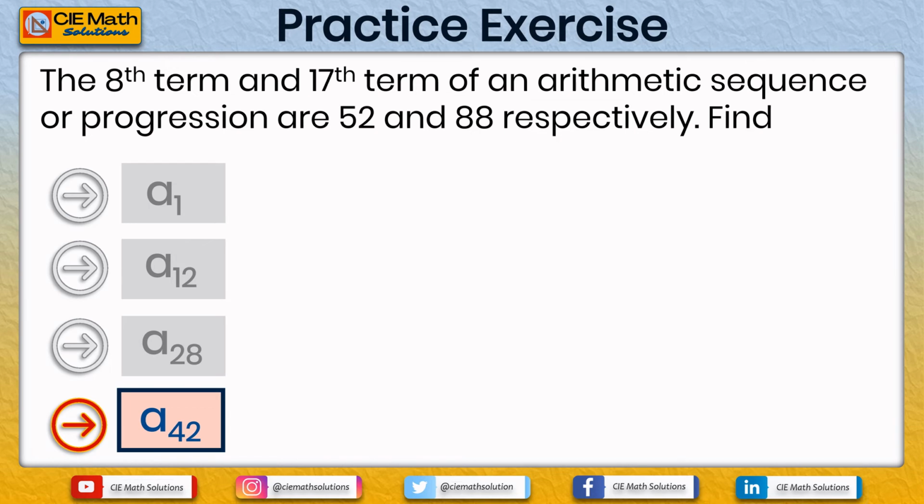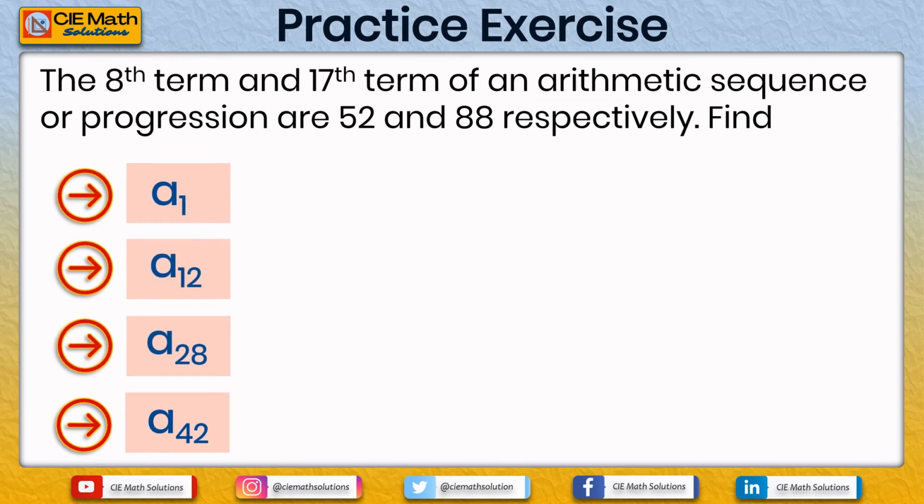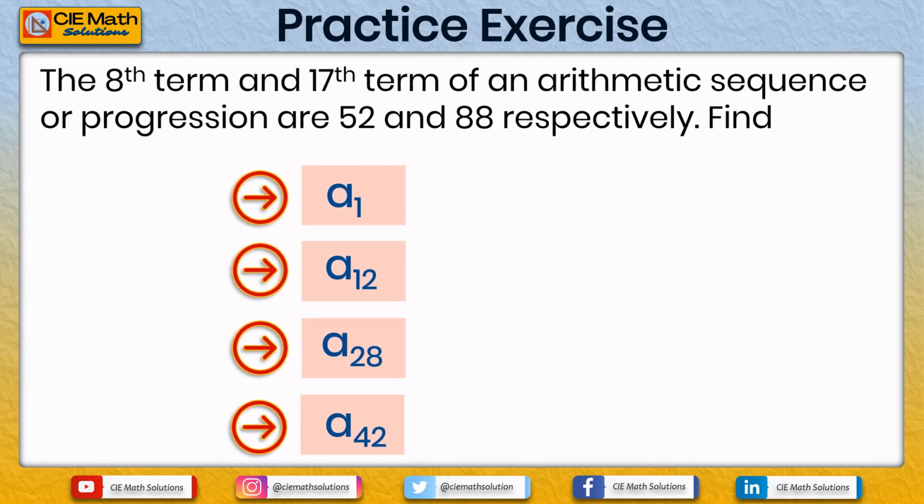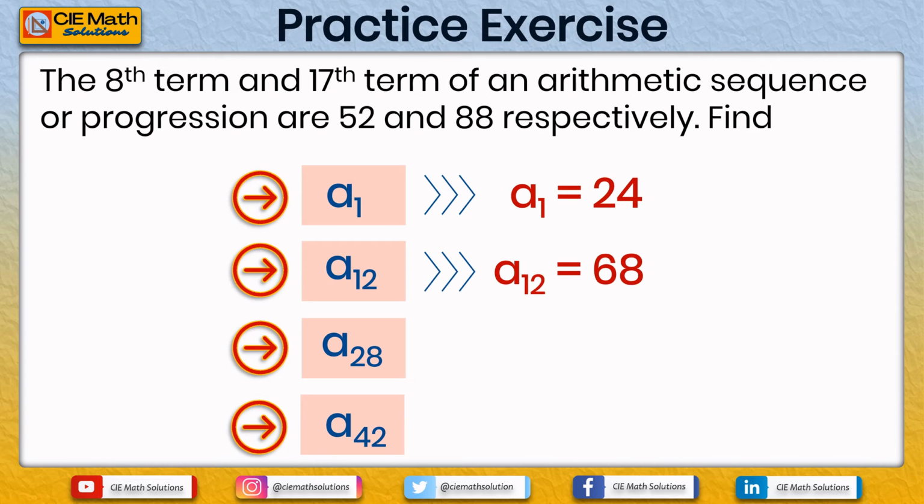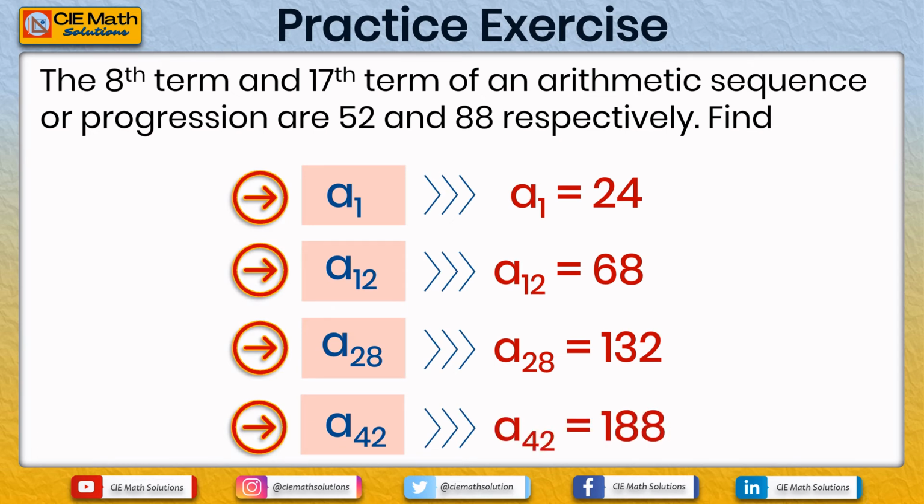To summarize the answers of these items, we now have A1 is equal to 24, A12 is equal to 68, A28 is equal to 132, and A42 is equal to 188.